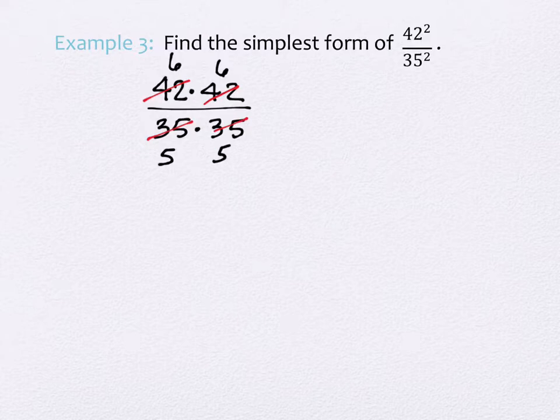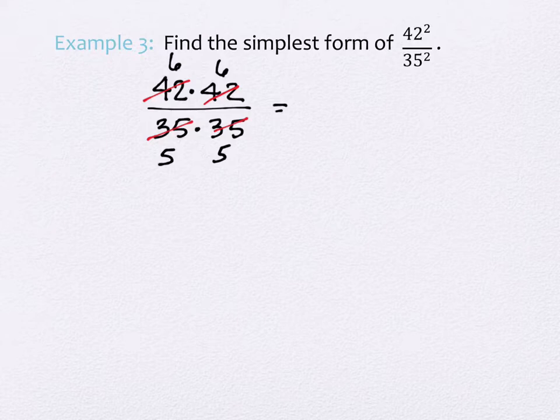Does that make sense to everyone? Okay, so at this point, 6 and 5 don't break down in any way that they simplify. I know 6 breaks down into 2 times 3, but the 2 and the 3 still don't simplify with the 5. So there's no other reducing that can be done.